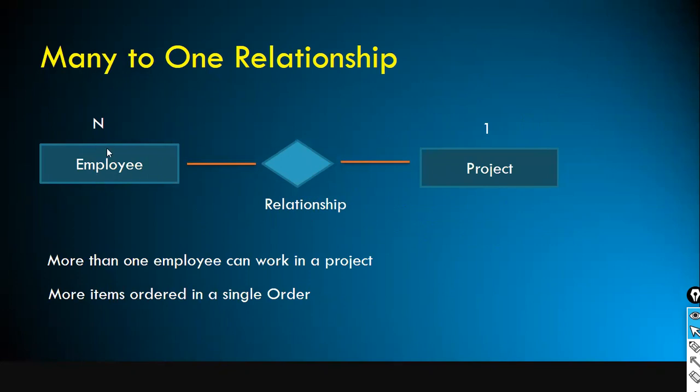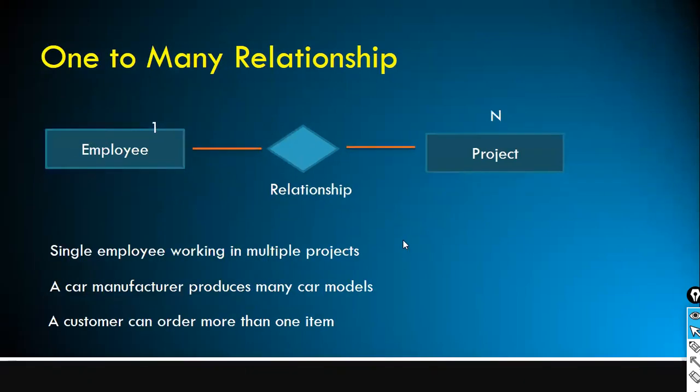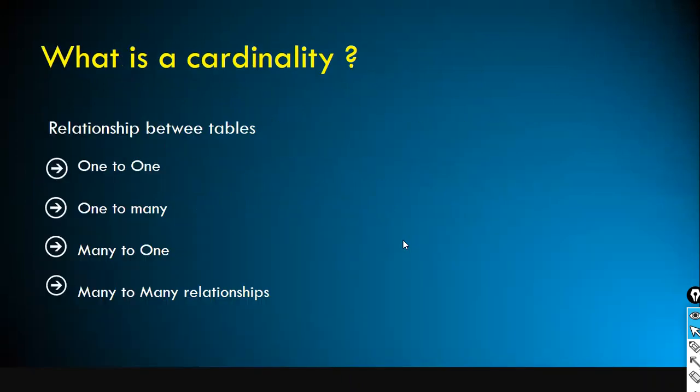Many to one. Multiple employees, more than one employee, can work in a single project. If you take any project, more than one employee is working there. More items ordered in a single order. These are the examples for many-to-one relationship. Many to many, the example which I gave here, right?